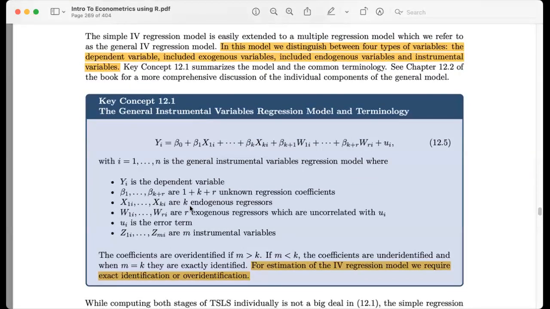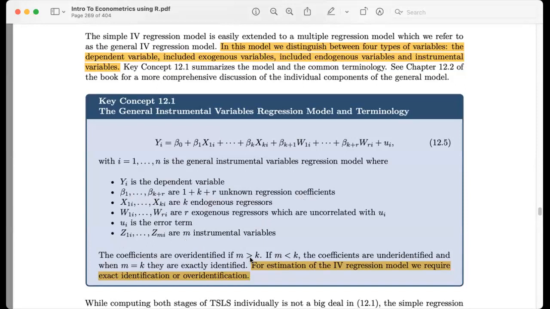Y is the dependent variable, and the betas are the unknown regression coefficients. The X's are the endogenous regressors, and the W's are the exogenous regressors, which are uncorrelated with the error term, and u is the error term. Z will be the instrumental variable.